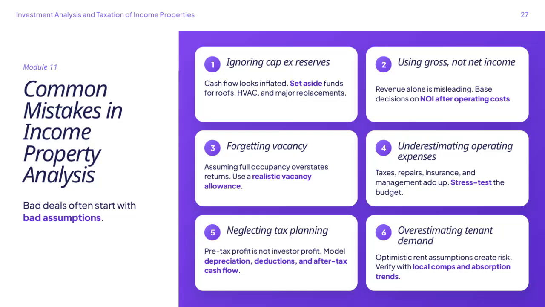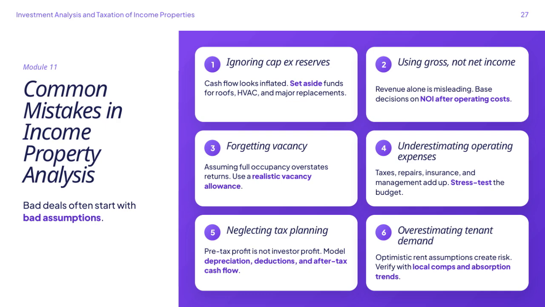When analyzing income properties, it's crucial to avoid some common mistakes that can lead to poor investment decisions. First, many investors ignore capital expenditure reserves. This means they don't set aside enough funds for major repairs or replacements like roofs and HVAC systems, which can inflate cash flow projections unrealistically. Second, using gross income instead of net income can be misleading. It's important to base decisions on the net operating income, which accounts for operating expenses, to get a clearer picture of profitability.